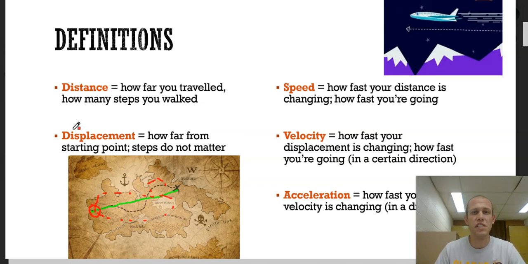So distance, displacement, almost the same, but not quite. Speed and velocity are like that as well, where speed is measuring how fast your distance is changing, how fast you're going. Velocity measures how fast your displacement is changing. So notice how fast your distance is changing versus how fast your displacement is changing. And the displacement has a direction. So this is a vector quantity. That means velocity also is a vector quantity.